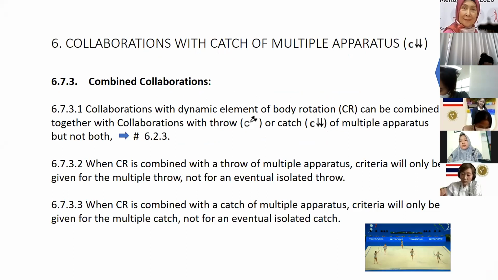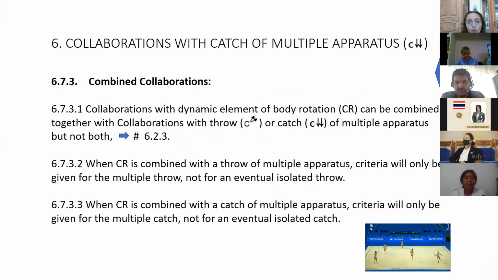So we have collaborations with dynamic elements of body rotation can be combined. We can combine them with the throw of 2 arrows or the catch of multiple apparatus, but cannot be both together. When CR is combined with the throw of multiple apparatus, criteria will only be given for the multiple throw, not for an eventual isolated throw.